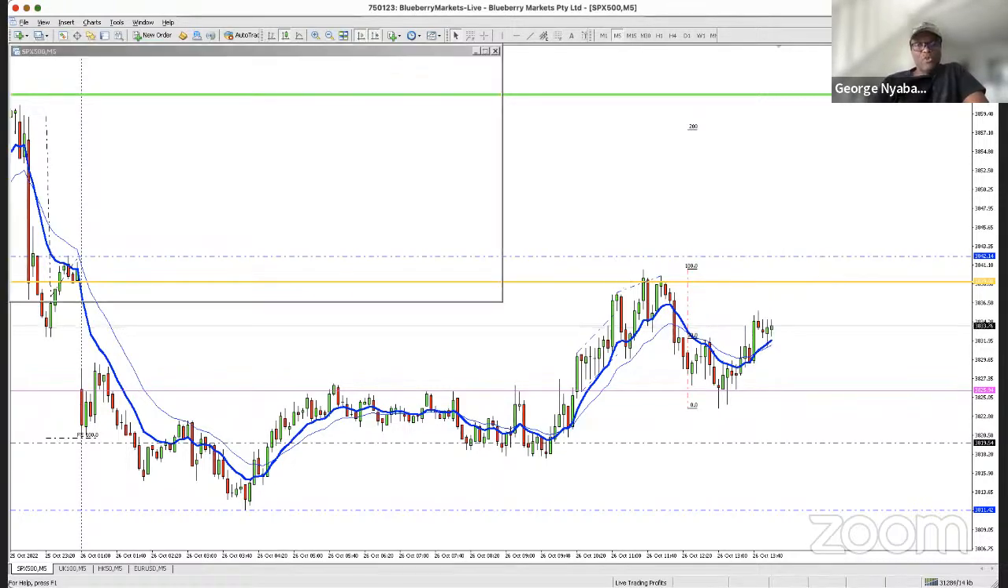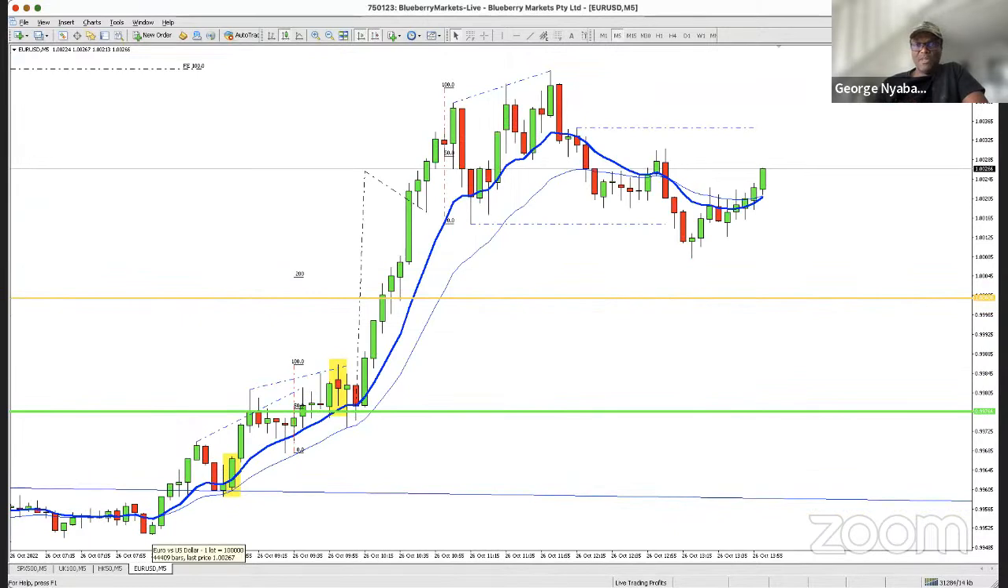Let's have a quick look at Euro one more time. Okay, Euro is interesting. It has taken us to an area of interest in terms of possibly selling off this market. We're only interested in a double top, lower high in this particular area.